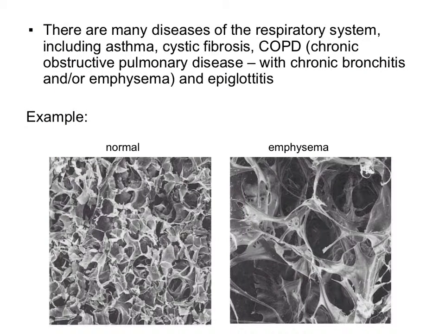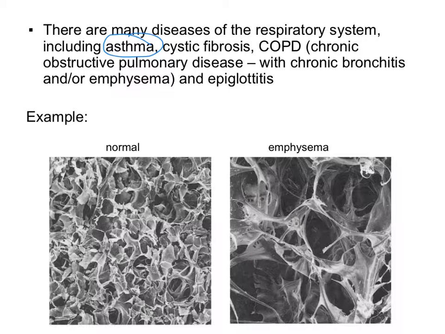There are many different diseases of the respiratory system. We've talked about asthma a little bit. We know that asthma is the spasming of those smooth muscles around your bronchioles. Cystic fibrosis, which is a hereditary disease. Chronic obstructive pulmonary diseases, there are several of those.